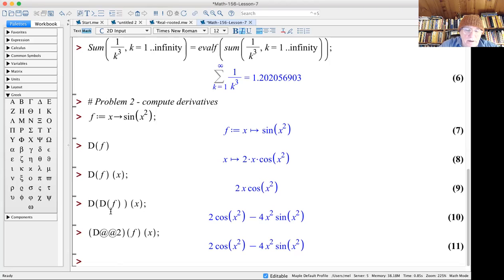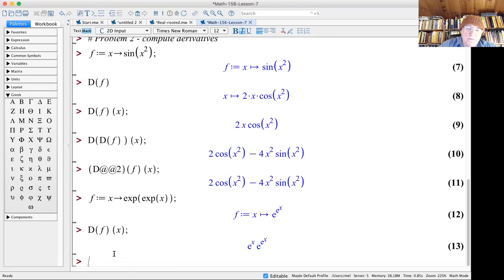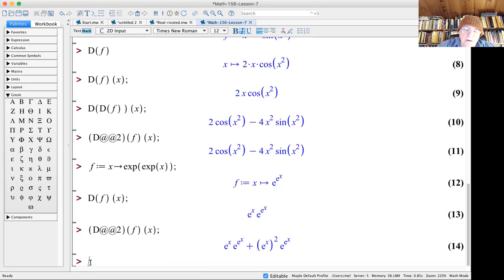Suppose I take e to the x. So x goes to exp of x. Remember, you must write exp for the exponential function, not just the letter e. So if we differentiate this at x, this is what we get. And if we take the second derivative, we get something equally interesting. We get that.